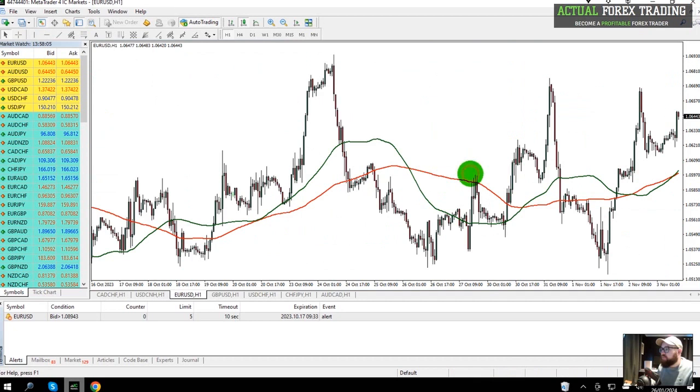Let's find a better example. Euro, US dollar. Look at this. Cross, almost cross, cross, cross, cross. And price isn't really going anywhere. It's very choppy. It's moving sideways.